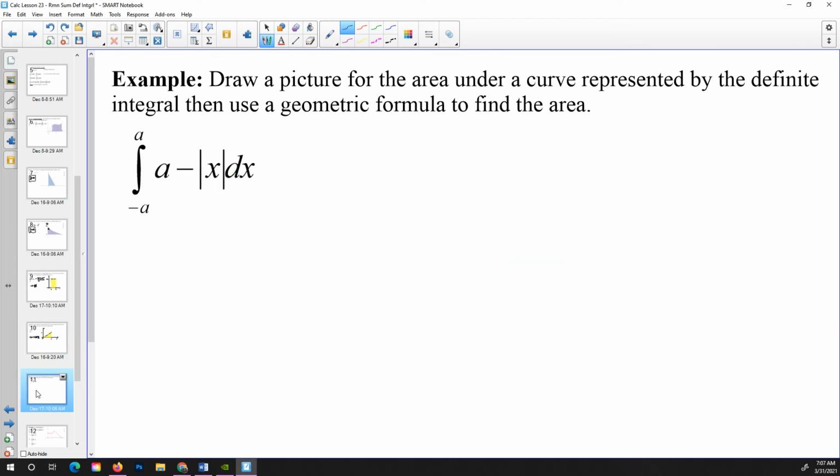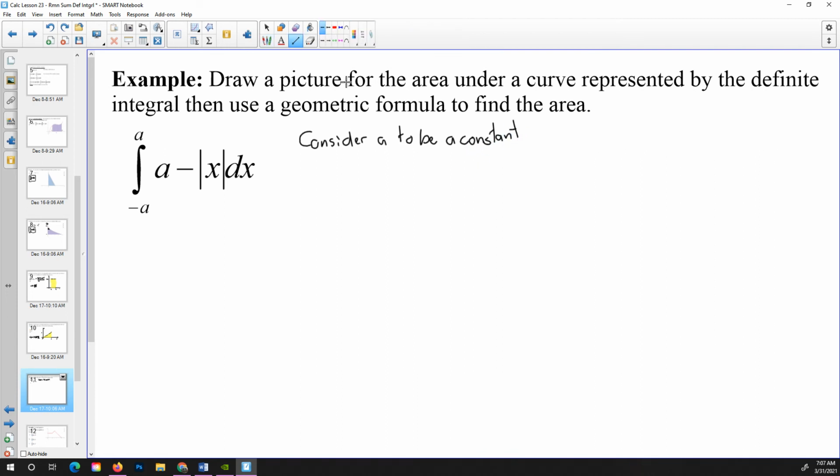Next, draw a picture for the area under the curve represented by the definite integral. Then use a geometric formula to find the area. So here I have a definite integral that's defined from negative a to positive a, with some value a here. And so in general, we're going to consider a to be a constant.